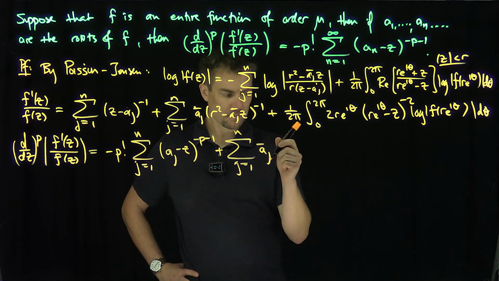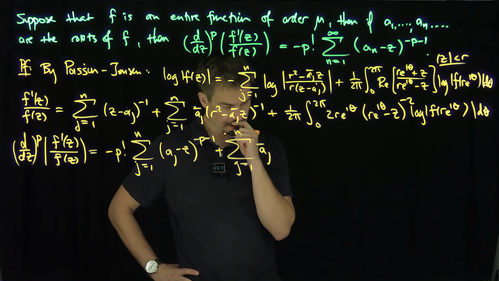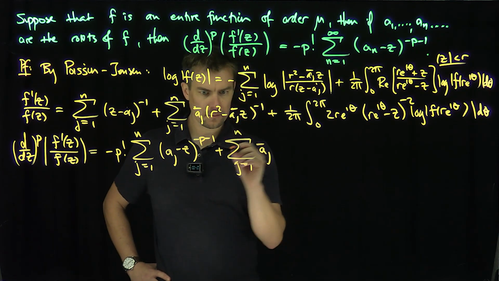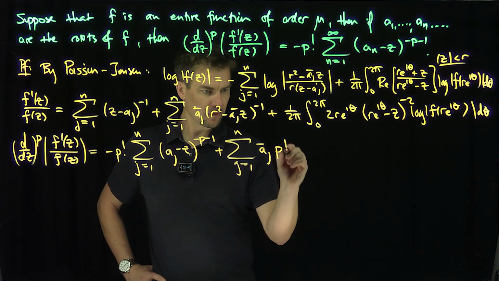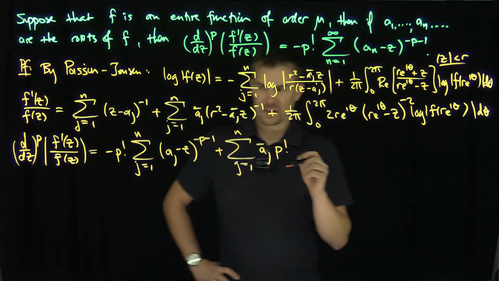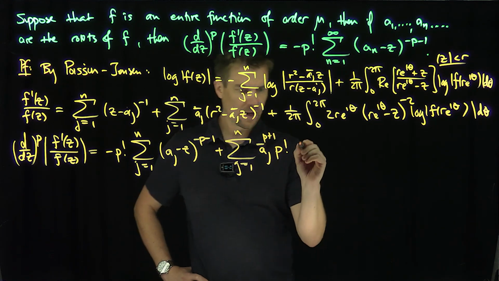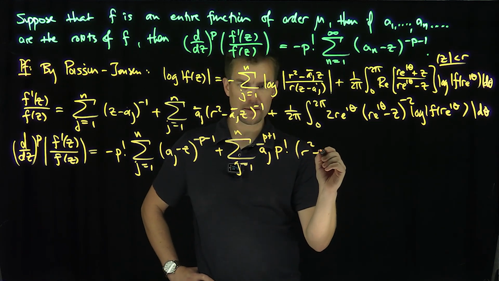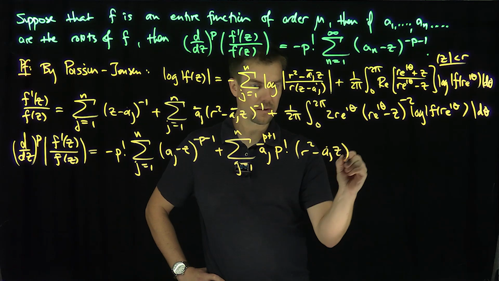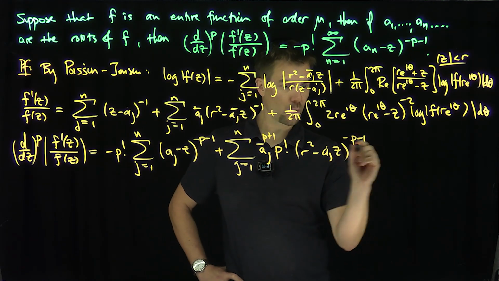And then p factorial, I think. Let's think carefully. Yeah, p factorial. Put the p factorial over there. And then we'll have what? This is going to be the p plus 1. And then r_j minus z a_j to the negative p minus 1.